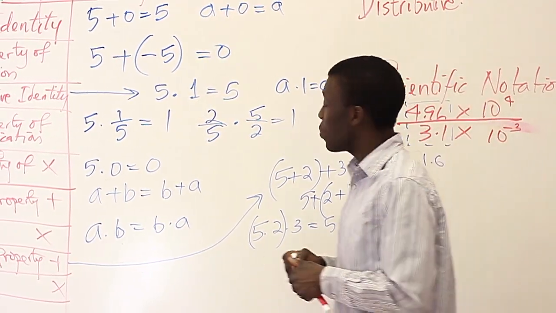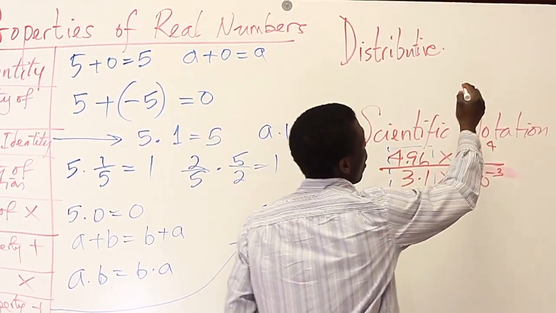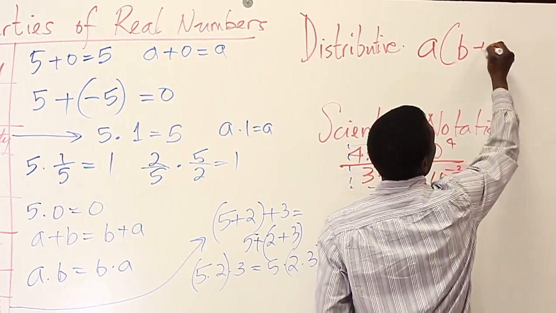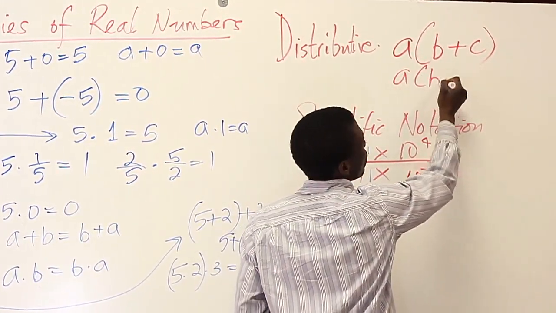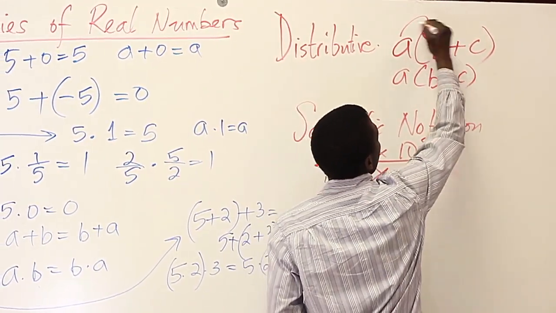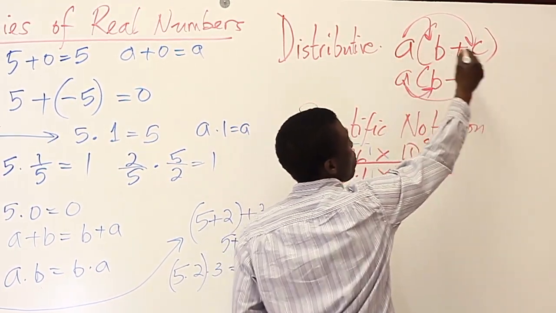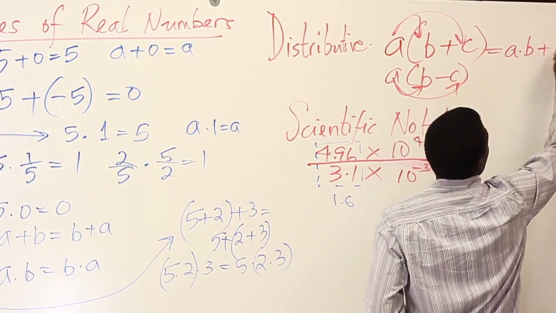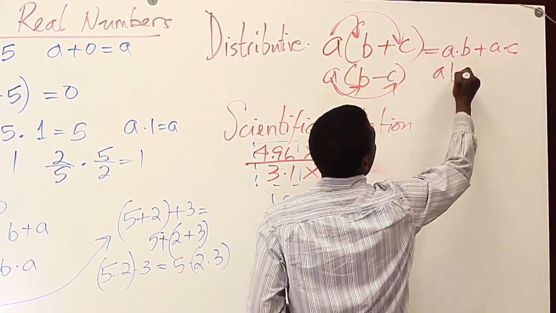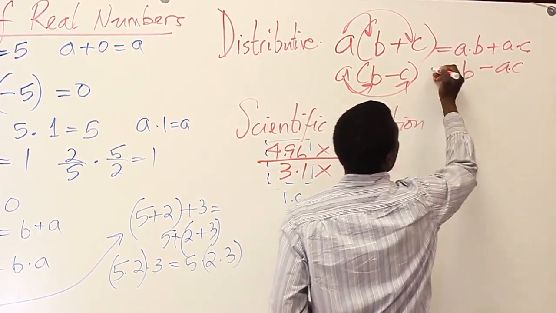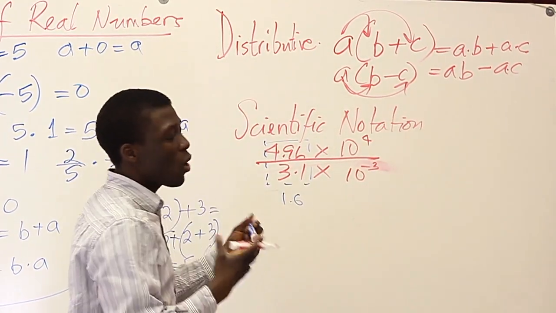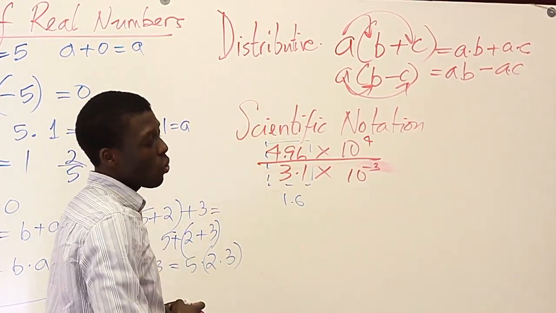And finally, the distributive property, one of the favorites of many people. If you have something outside, whether it's in that form or that form, it doesn't matter. You can multiply what's outside. So A times B plus A times C. And here it will be A times B minus A times C. Okay, so that's the distributive property. And you use that a lot, of course, in algebra.